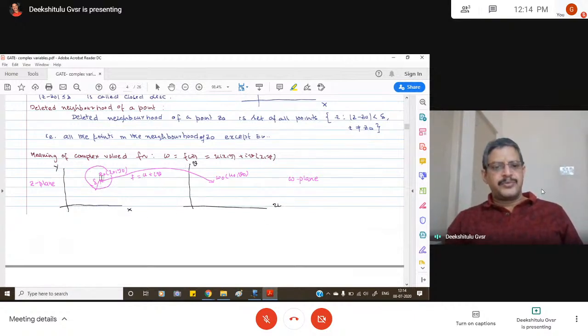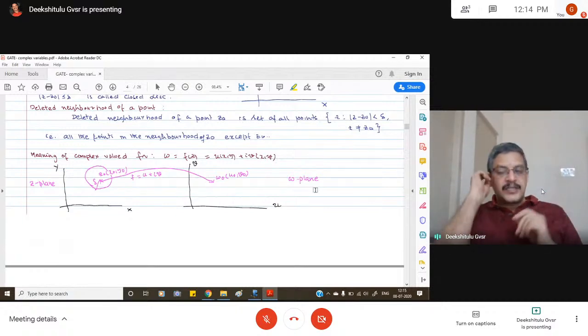Whatever you get by substituting this z naught, that is x naught, y naught, in these functions, you get u, v. So you call that point w naught. So what is happening? This z naught, when substituted into u and v, where f is equal to u plus iv, we get a new point in the uv plane called w naught. So this is called the w plane.